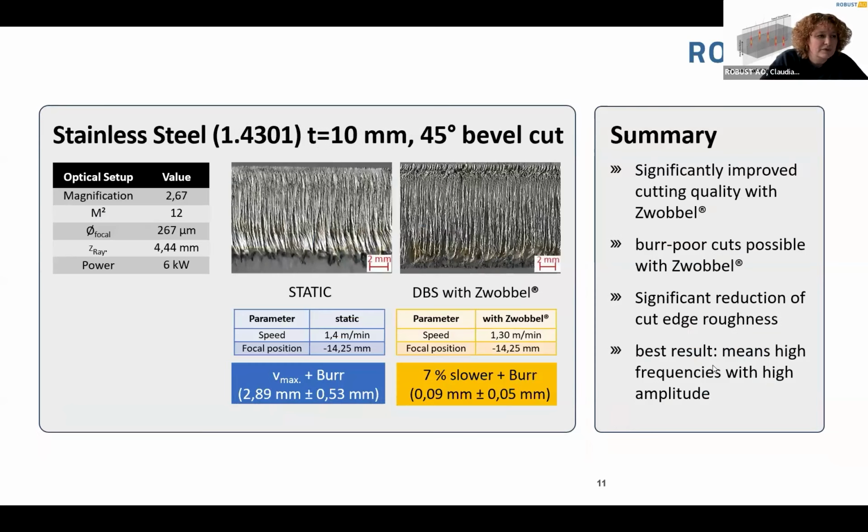This is another example in stainless steel, also a thickness of 10 millimeter, but with lower power. And this was a bevel cut. And you see also that we could reduce the burr to very, very little values, and we could also reduce the roughness of the cut.